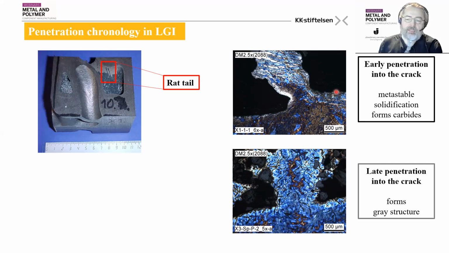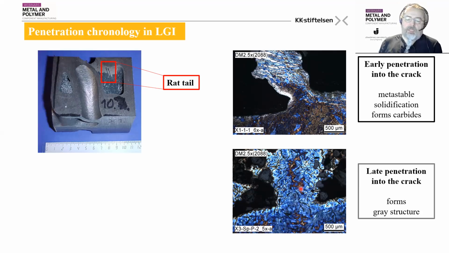In the upper case, we see an early penetration into the crack, and what we can see, the morphology of the metal is solidifying according to the metastable diagram and forms carbides. This indicates that it is an early penetration when the mold material is still cold and has a good ability to cool down the liquid metal fast.